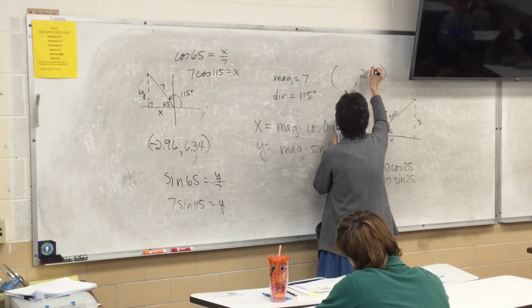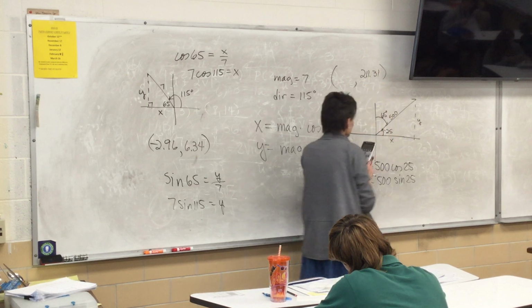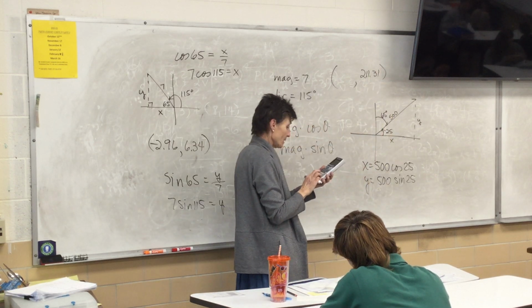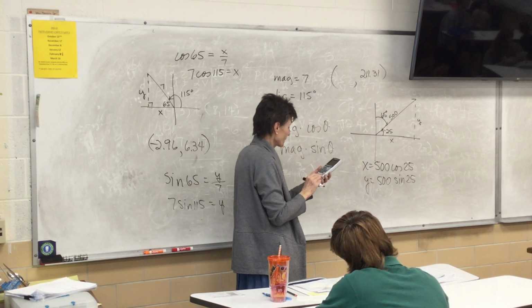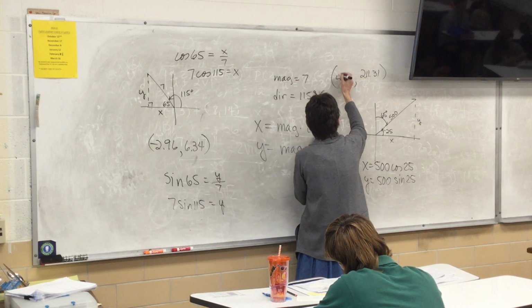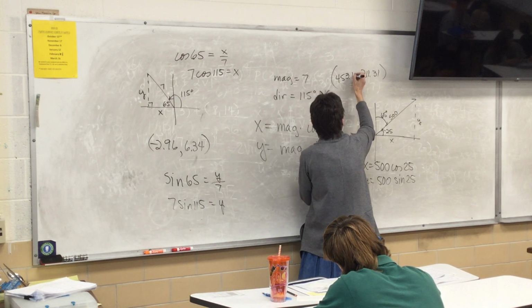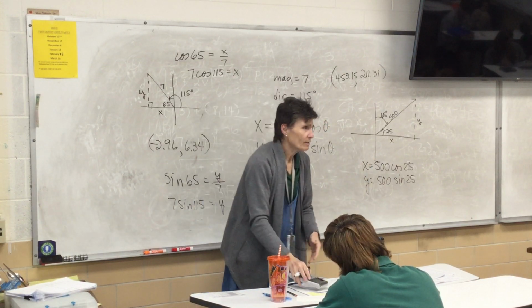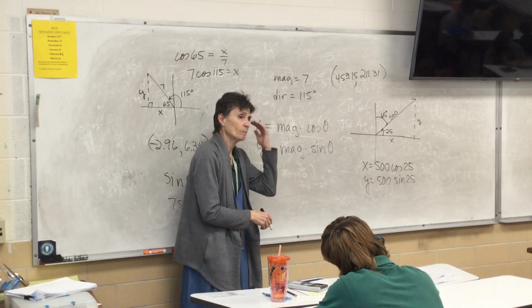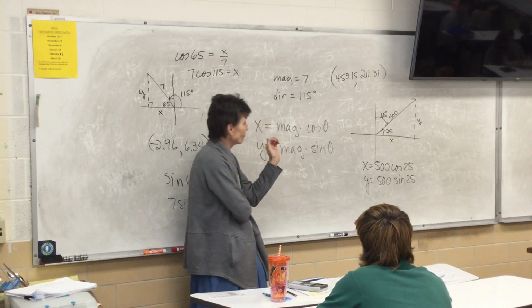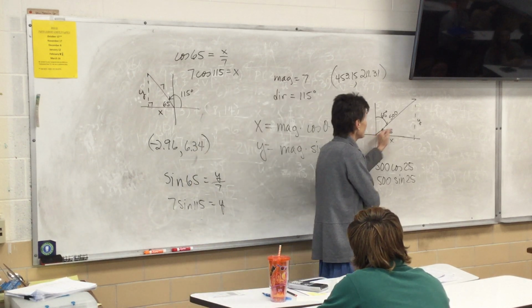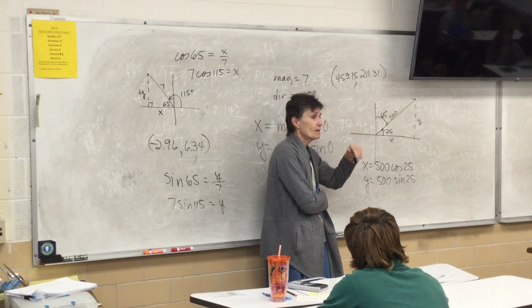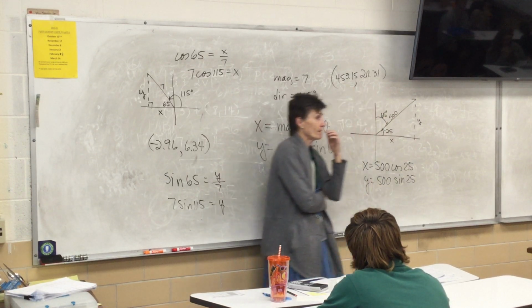So y is 211.31 and x is 453.15. What do the components tell me about this airplane? I know my airplane is flying on a course of 65 degrees for 500 miles. What do these two numbers tell me?